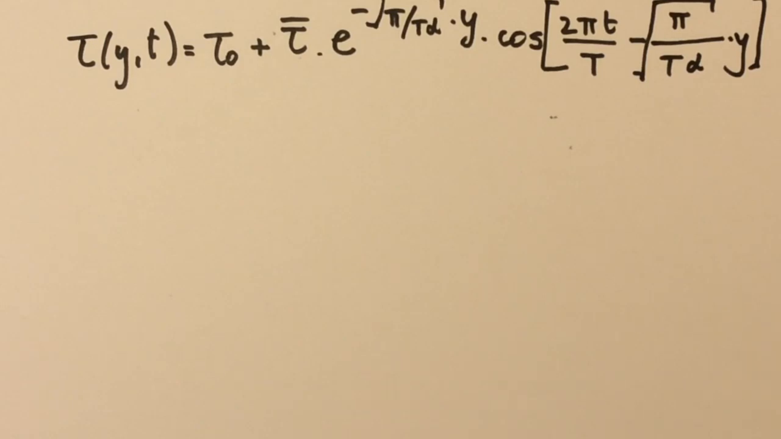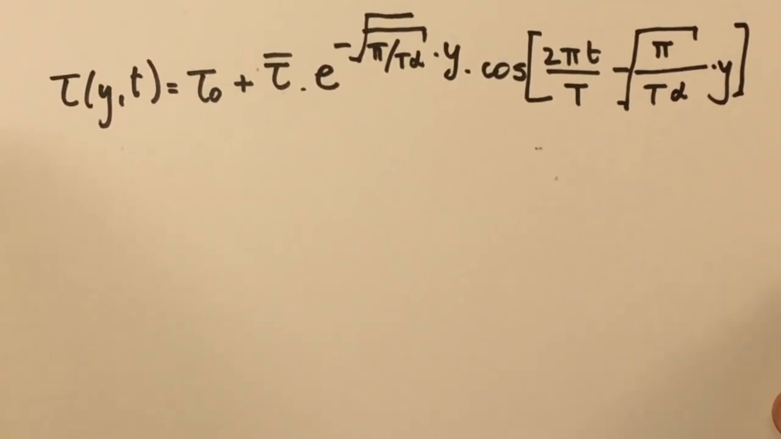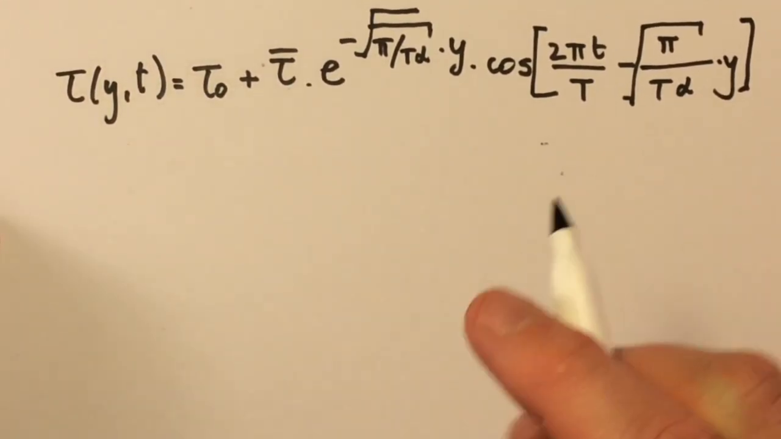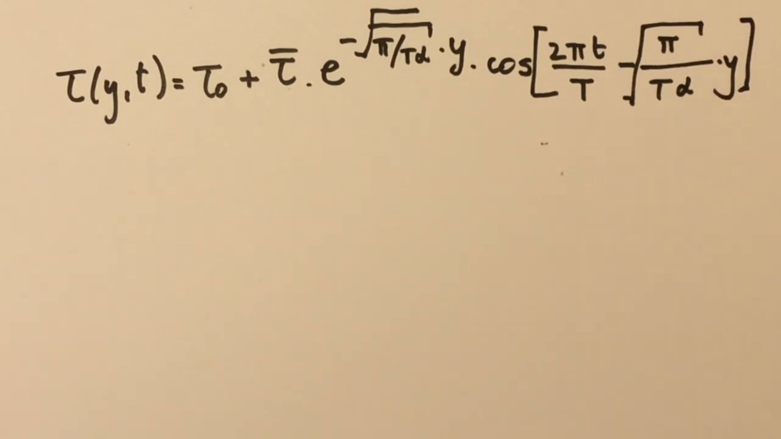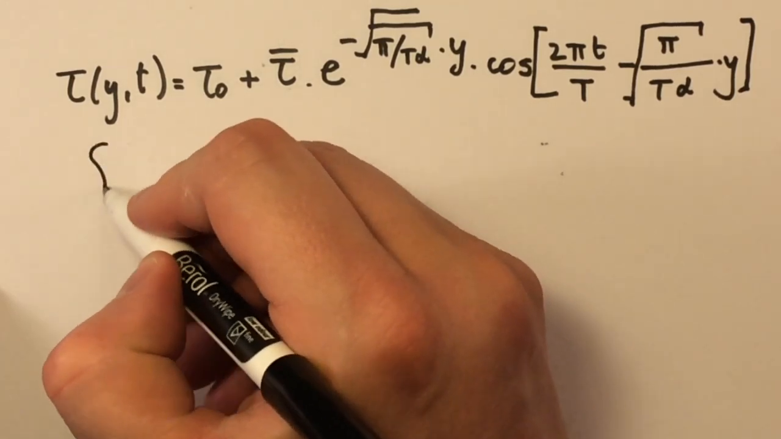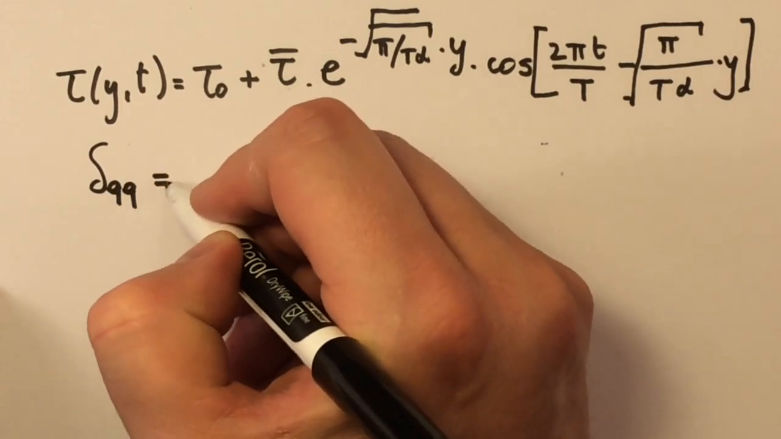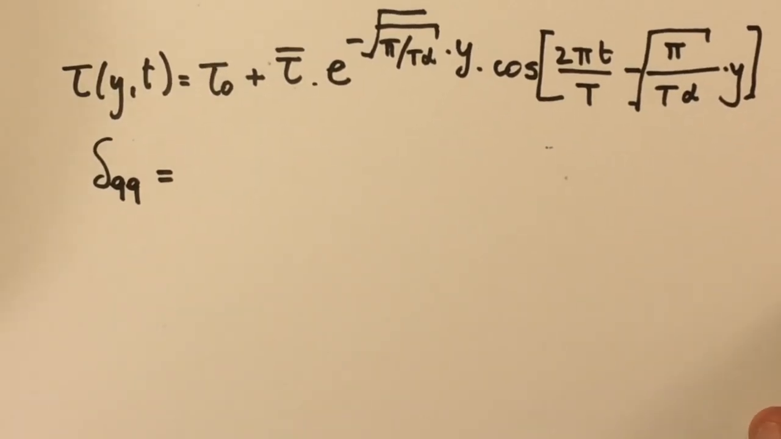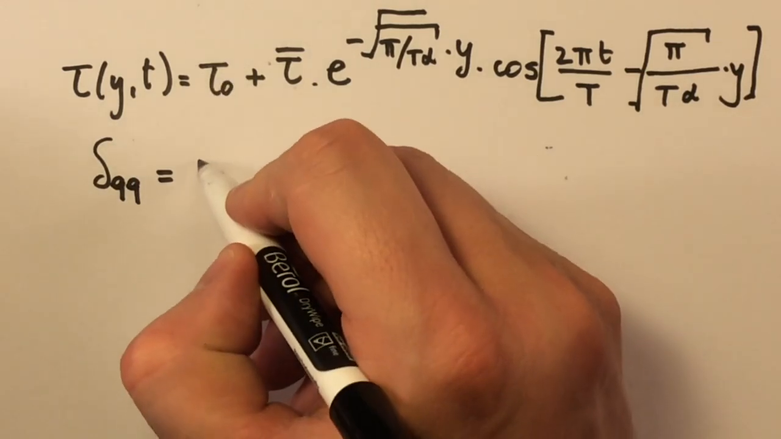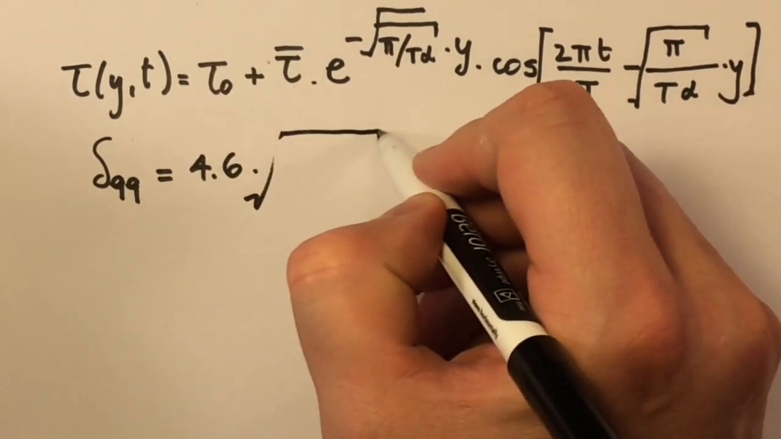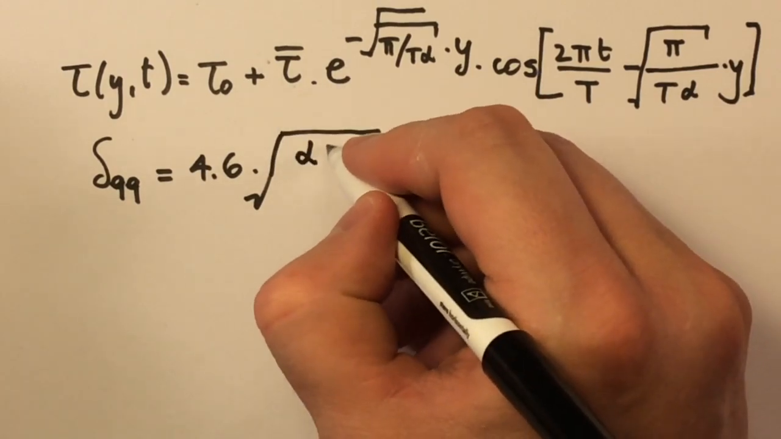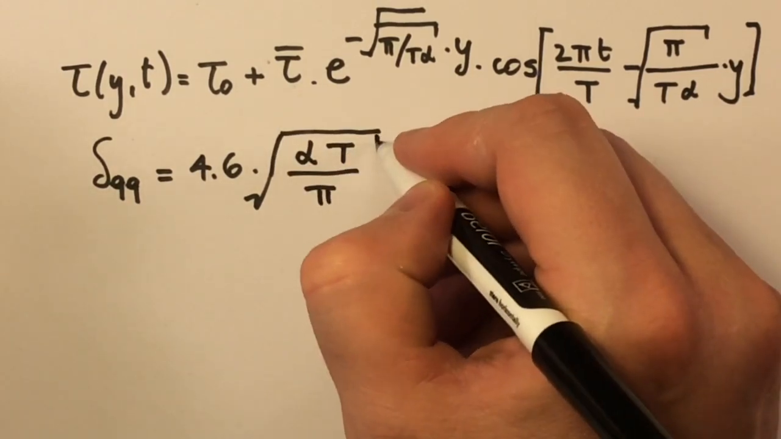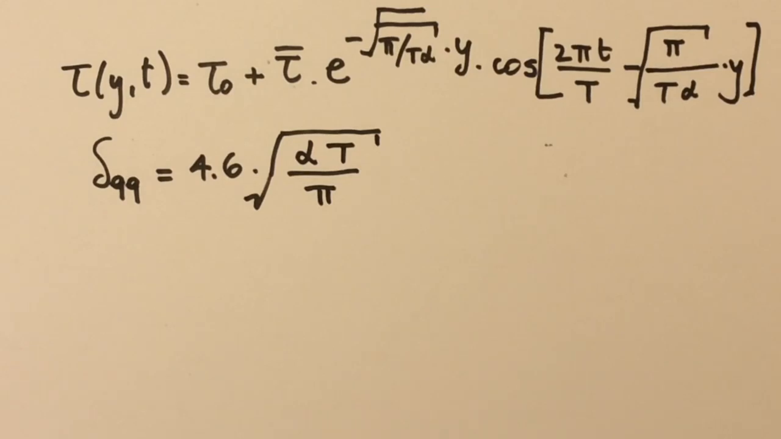And if you look at the video on the Stokes problem, you saw there that we found a thickness for the Stokes layer, and here we can also find a delta 99, but this will be a thermal thickness that measures how far inside a semi-infinite wall the temperature effects have diffused, and that's equal to 4.6 times the square root of alpha T divided by pi. Okay, very good.